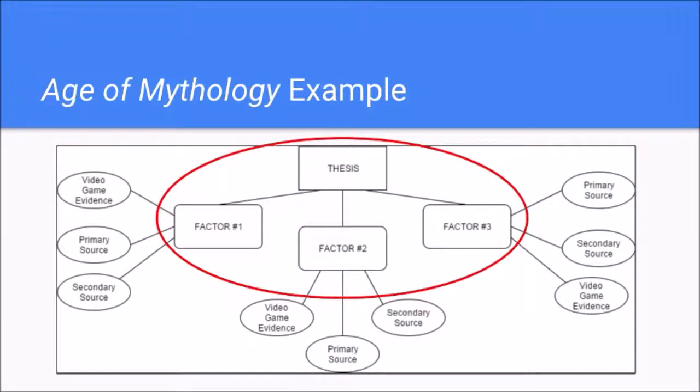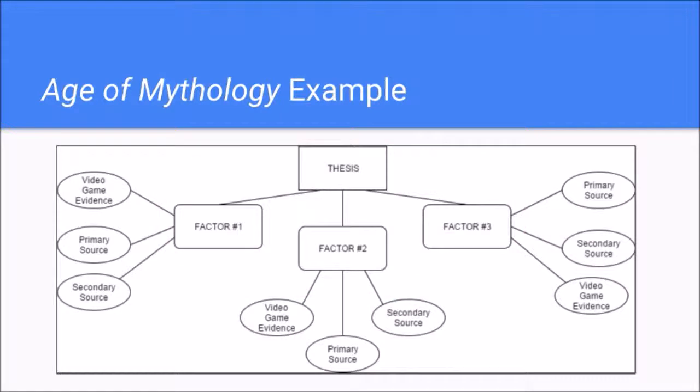So on the macro level, the argument of my paper corresponds to these three factors. Premise 1, 2, and 3 are my factors 1, 2, and 3. And my conclusion is that Age of Mythology in fact does or does not do a good job simulating the historical past. This is our main argument, premises and conclusion.